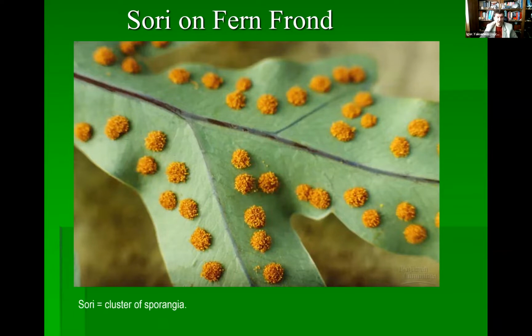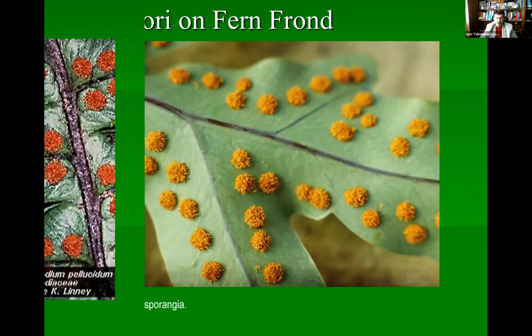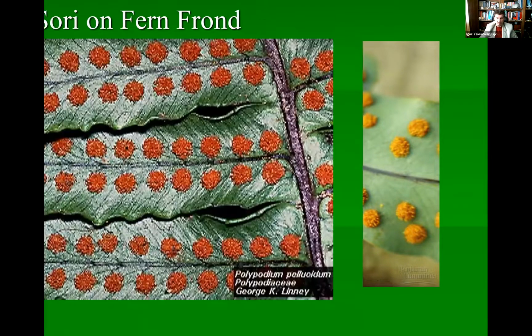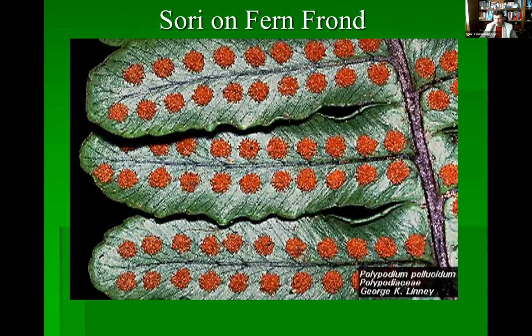Yeah, a sorus is a cluster of sporangia. Here we have another cluster of sporangia. Each one of them is a cluster, right? Everybody understood that. It's not a single sporangium, it's a bunch of them. In this case, one sorus, two sorus, well, sori now, and so on.